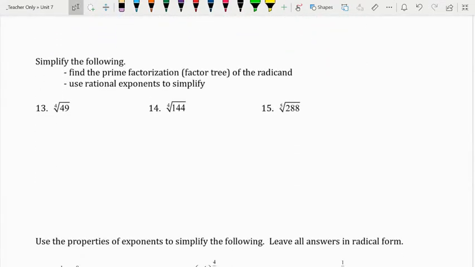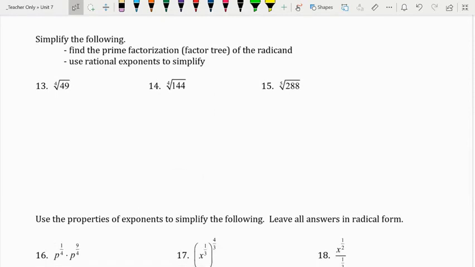So now we are going to simplify the following. Okay, so we're going to find the prime factorization and then use radical exponents to simplify. This was kind of used on 7.5. So essentially what we're trying to do is rewrite 49 in a different way. Well, I know 49 is 7 squared. So we really have the fourth root of 7 squared, right? So if we rewrite that as a fractional exponent, that would be 2 over 4, which I can reduce to 1/2. So it really is 7 to the 1/2, which we should rewrite as the square root of 7.